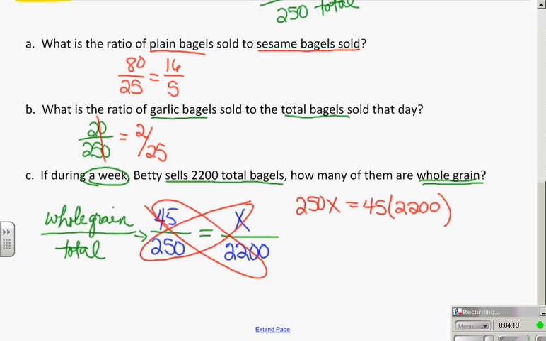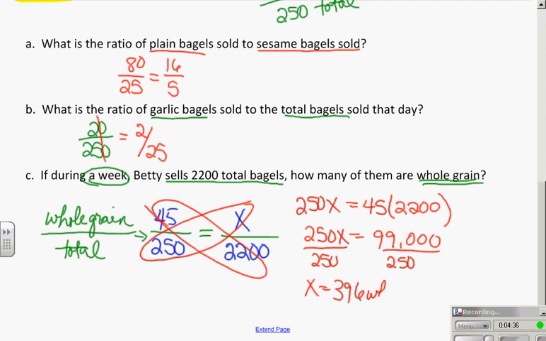Work out your multiplication and division. 99,000 divide by 250. And we find out 396 whole grain. And that's how you solve a proportion. Now I could have put the total values in the numerator and the whole grain in the denominator. Just make sure that you're consistent with what numerator values are and what denominator values are.